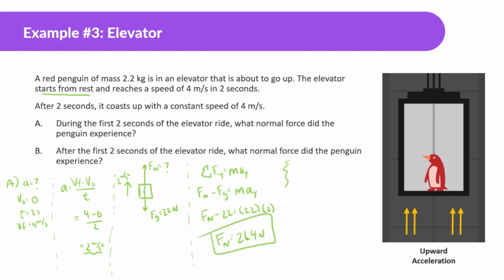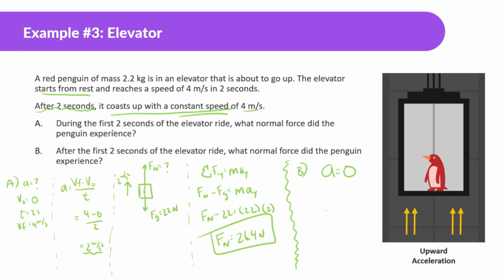Okay, great. Now let's look at part B. And I'm not going to explain too much of this because I did in previous problems. After the first 2 seconds of the elevator ride, what normal force did the penguin experience? After the first 2 seconds, it coasts up with a constant speed of 4 meters per second. So this constant speed is telling me that the acceleration is equal to 0.